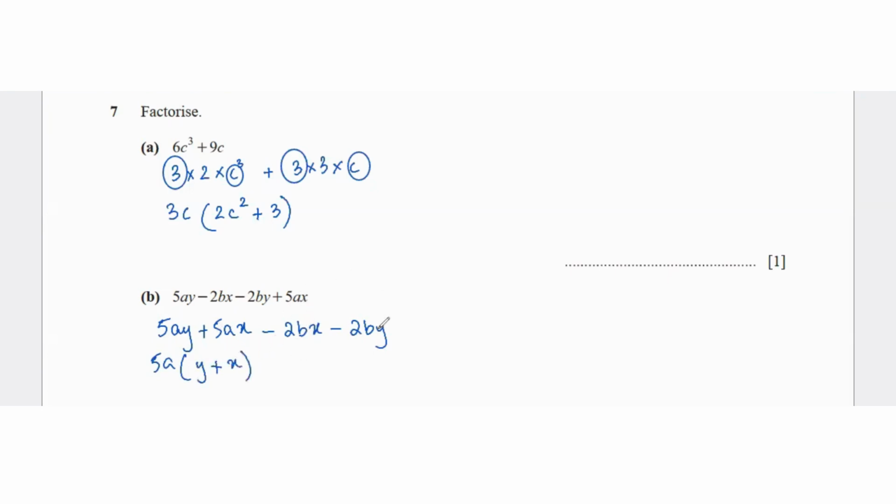And between the third and the fourth term, we have negative 2b common. So that's going to be x plus y again. So now y plus x is common. And in the other bracket, we'll have 5a minus 2b. And that is your factorized version.